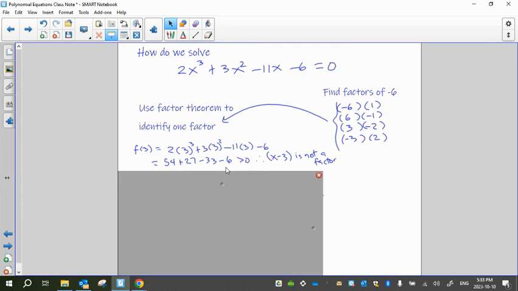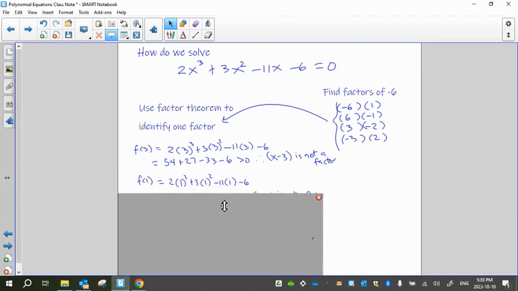All I need to know is that it's greater than 0. Because what I'm interested in is finding a factor that produces 0. So if this is greater than 0, I know that x minus 3 is not a factor. So then I move on and explore a different one. Let's try 1. 1 is always a good value to try because it's very friendly to substitute.